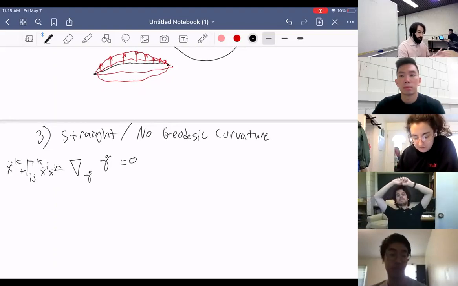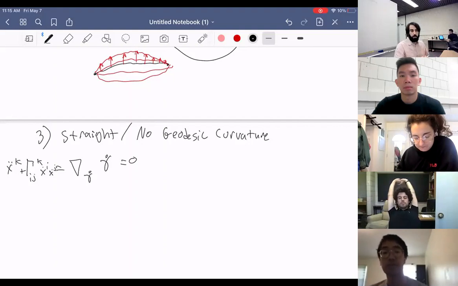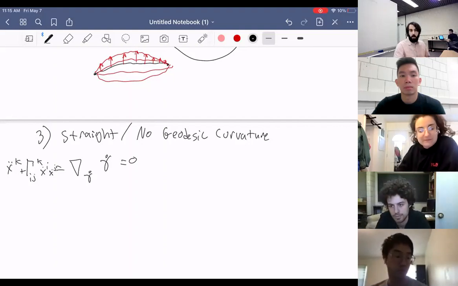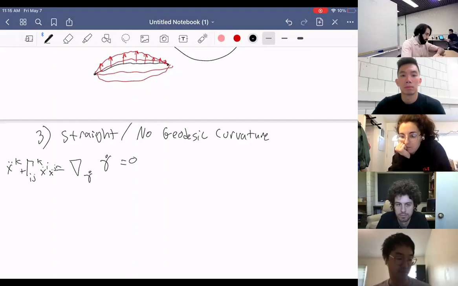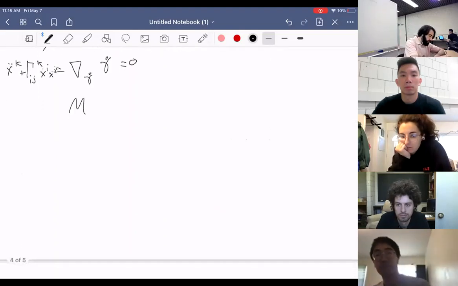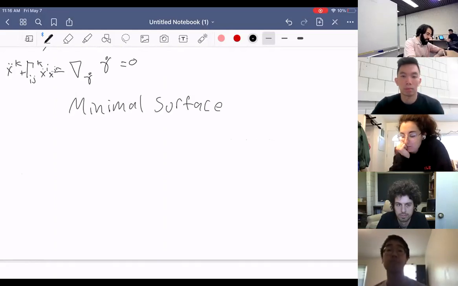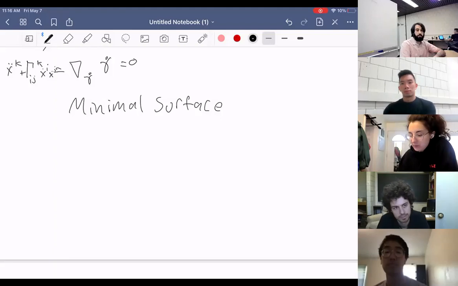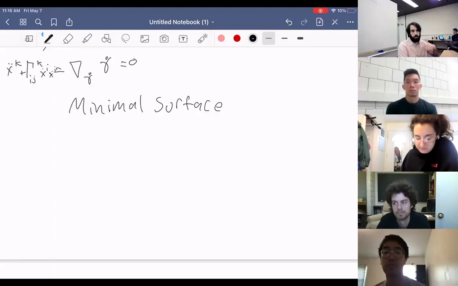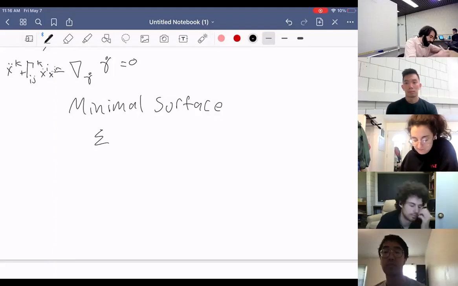So the reason why I wanted to review this is because I wanted to motivate minimal surfaces as a higher dimensional analog of geodesics. There's multiple different analogs of geodesics, but I'm trying to say that minimal surfaces is the correct one. I really should be saying minimal submanifold, but I'm just saying surface because the example that I'm going to be talking about is a 2-dimensional manifold inside of a 3-dimensional manifold, so it's a surface. So, a minimal surface / submanifold.